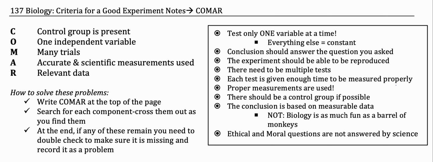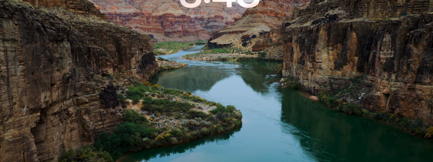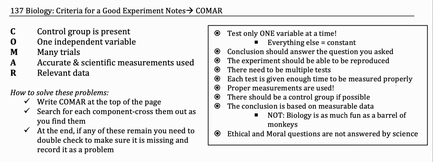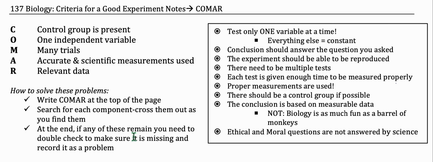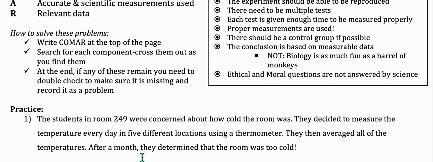Okay, so how do you solve these COMAR problems? I'm going to give you an experiment, and you're going to try to figure out what's wrong with the experiment. You're trying to pick apart the experiment as if you were a grader. So what I suggest you do is write COMAR at the top of the page. You search for each component, cross out any of the ones that you find, and at the end, if any of them remain, you need to double check and make sure if anything's missing. All right, so let's practice.